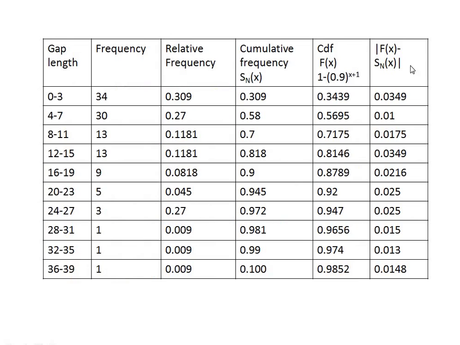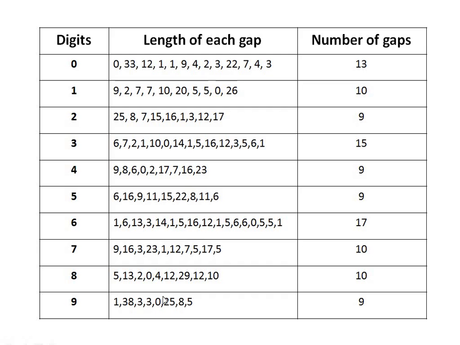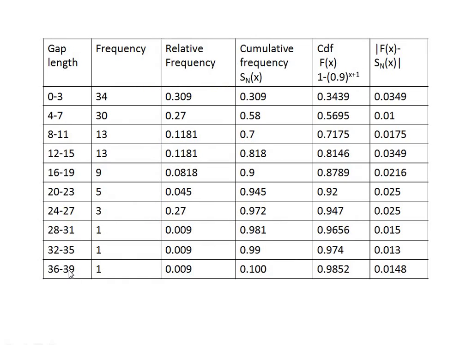Next, obtain the gap length, then frequency, relative frequency, cumulative frequency, CDF and D value. Here we are taking the gap length intervals of 4, that is 0 to 3, 4 to 7, 8 to 11, 12 to 15 and so on up to 36 to 39. In the previous slide, the maximum gap is 38, so we ended with 36 to 39.